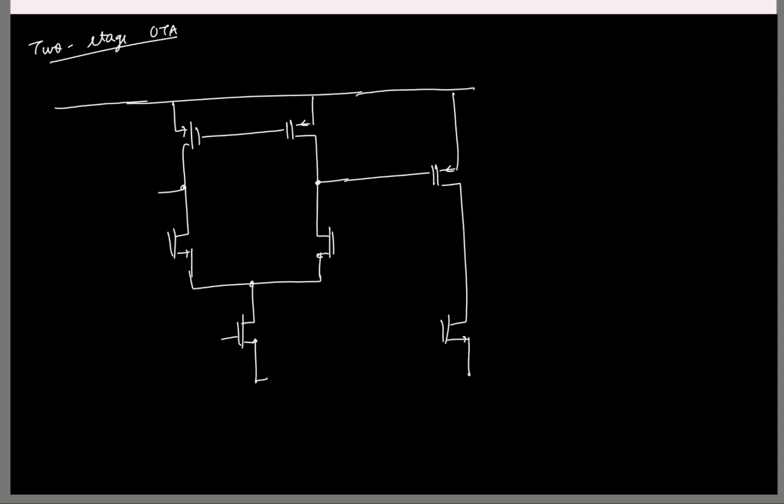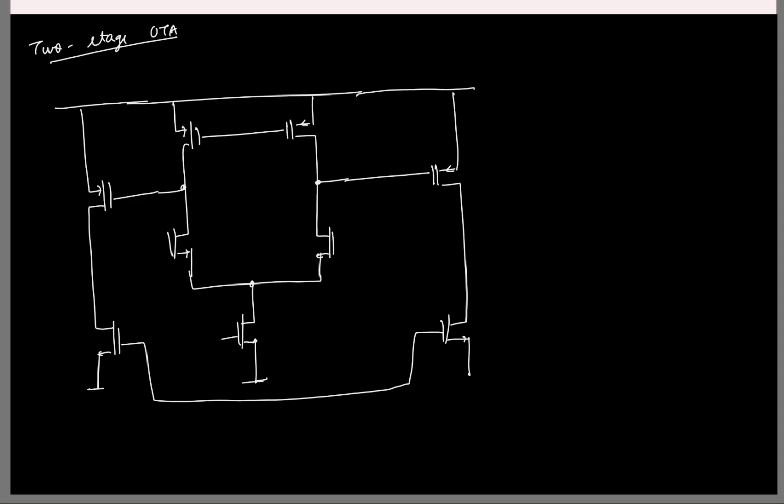So on the other side also I'll have another PMOS. Both these gates are connected, right? So if I have to draw it at a block level, this is what we have. We have a differential OTA, and we have one other differential OTA like this.